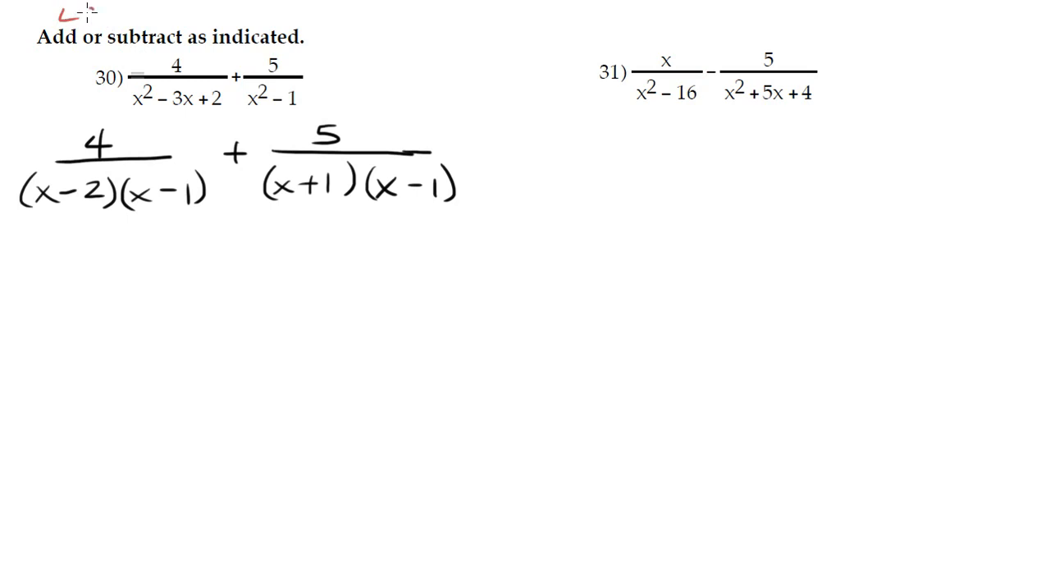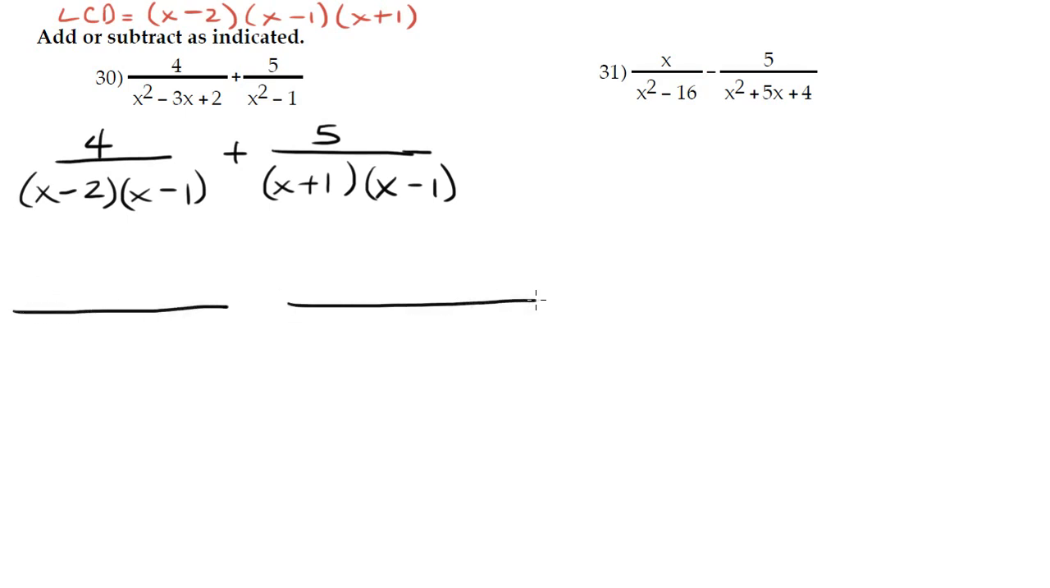for this expression. It has to have each of these factors represented. So it has to have an x minus 2 factor. It has to have an x minus 1 factor. It has to have an x plus 1 factor. And I already have that x minus 1 factor. So this is my LCD here. That's my LCD. So I'm going to express each of these with my LCD as the denominator.